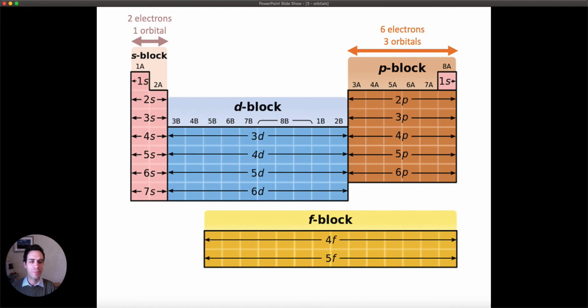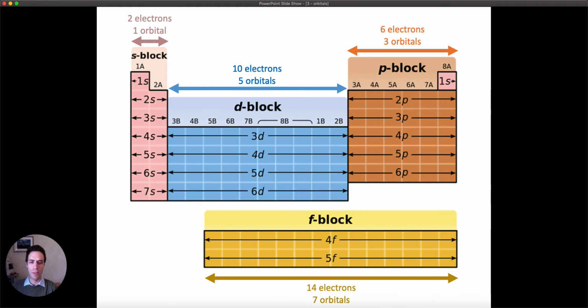The P block is 6 elements wide, right? So we know that the P room, the pink room, the P subshell can hold 6 electrons. That means that there are 3 bunk beds, so there are 3 orbitals in the pink room. The D block is 10 elements wide. That's 5 orbitals, or 5 bunk beds in our analogy. And the F block is 14 elements wide, so there are 14 electrons in the F block, and there are 7 orbitals in the F block room, whatever you want to call that.